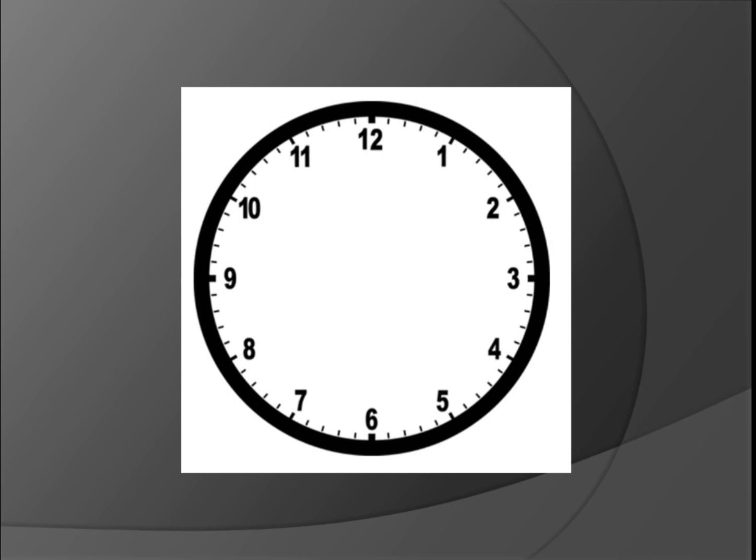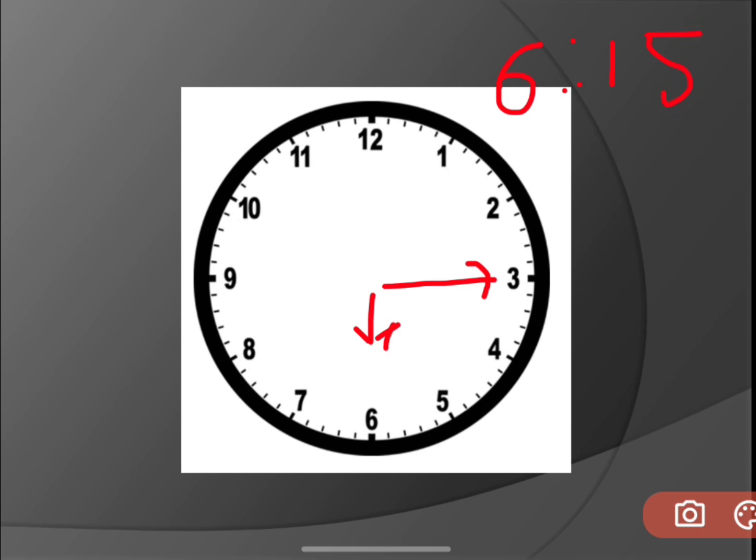then that becomes quarter hour. 15 minutes. Think that the smaller hand is on 6 and the longer hand is on 3. Then the time becomes 6:15. So these 15 minutes from 12 to 3 are called a quarter hour. 15 minutes is called a quarter hour.